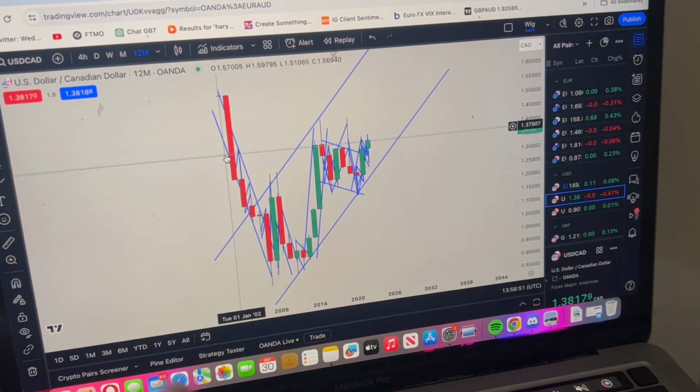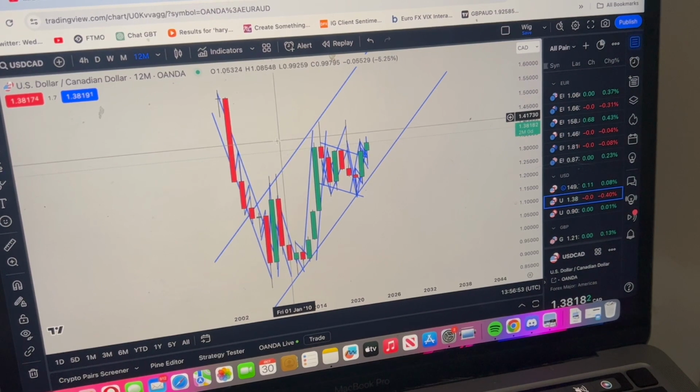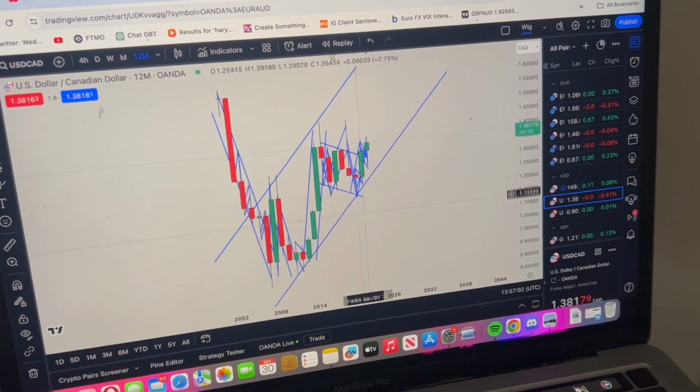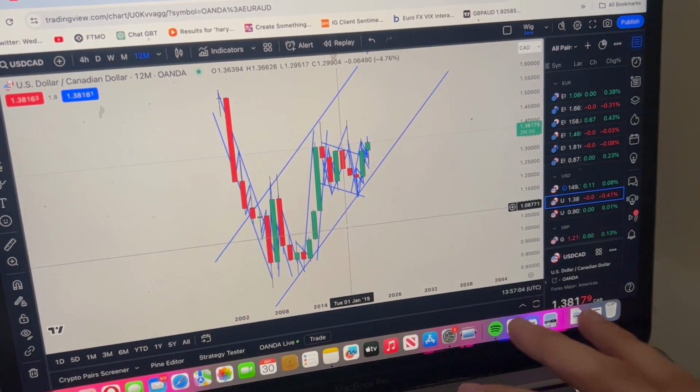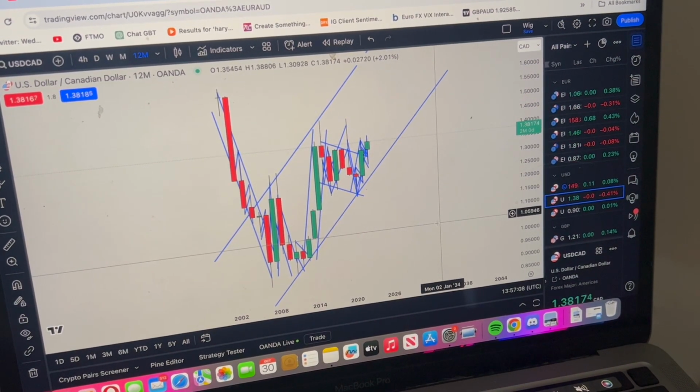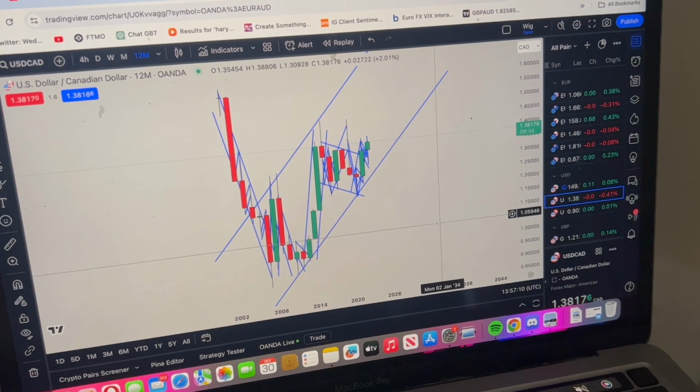So I start on the 12 month, and you see I basically just copy. So say here, I do a line, I copy and paste it, then paste it up, and all the lines are parallel to each other. So this is the 12 month, so then I went down to the 6th month. But just picture right now, if you were trying to think, okay, whereabouts is the market, this is what I would do.